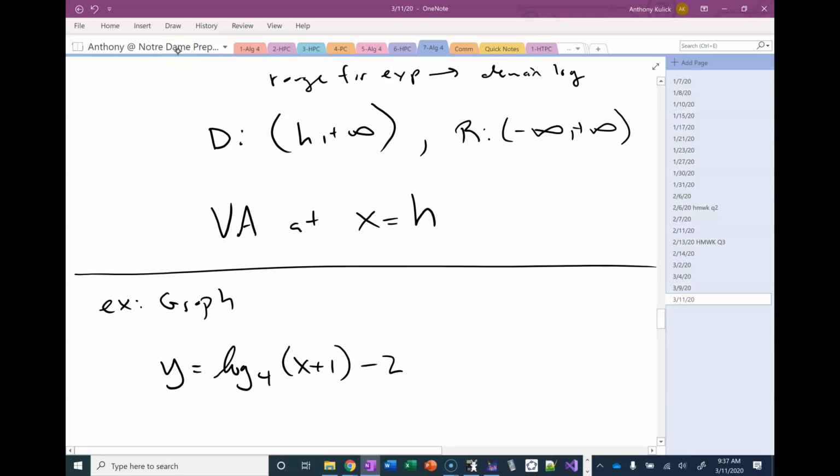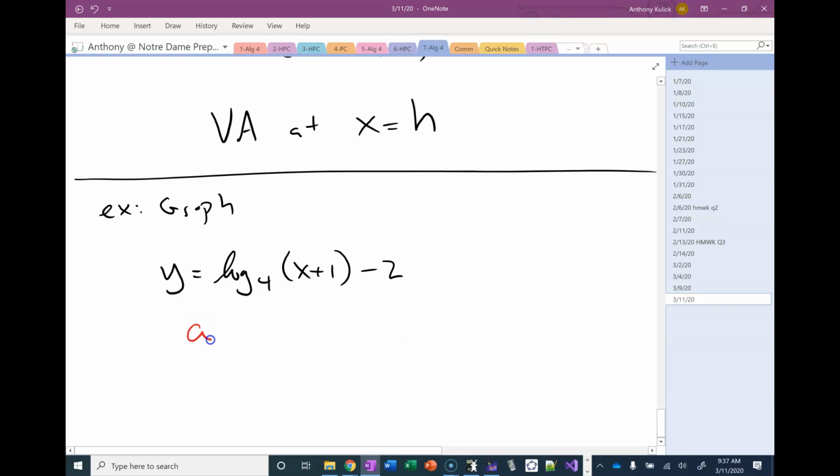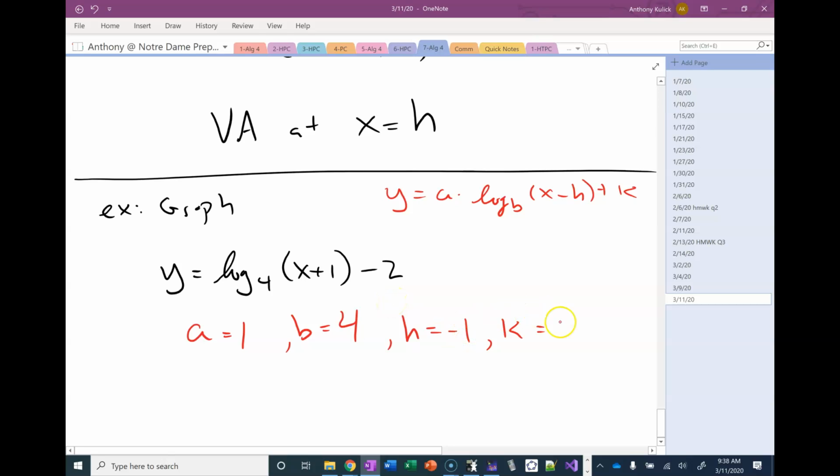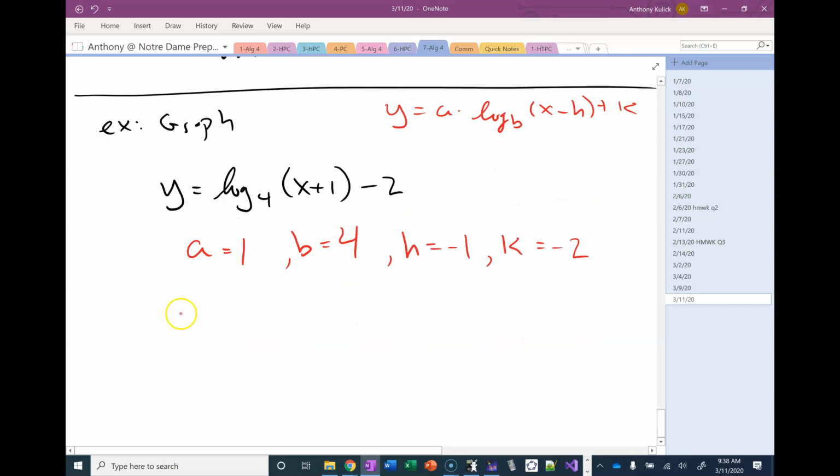So let's graph log base 4 of x plus 1 minus 2. First thing I would do is write down my values for a, b, h, and k. What's my value for a? Yeah, so a is 1, because there's no coefficient on my logarithm. What's my b? 4. What's my h? -1, and my k is -2.